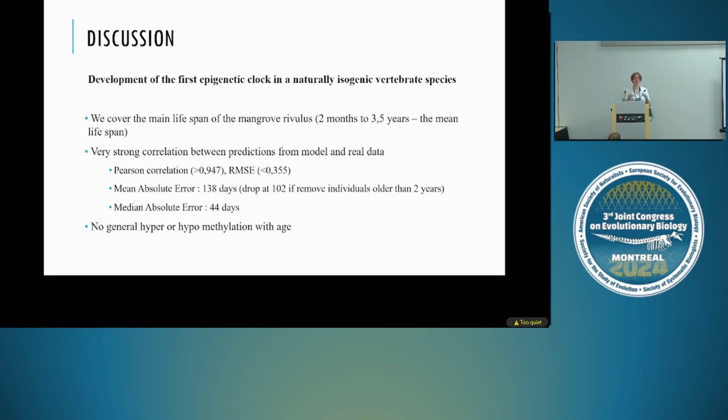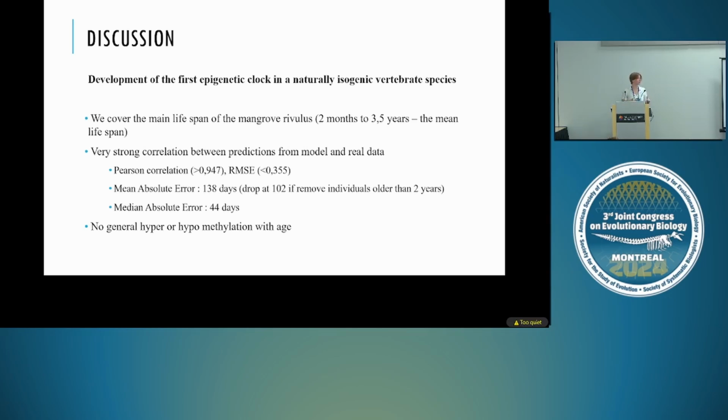I would like to underline the fact that we really cover the main lifespan of the individuals, from 2 months to 3.5 years, whereas in the literature, usually they focus on the really shortest time period. And as we said already, we have a very strong correlation between the prediction from the models and the actual age of the fish, even when we only use a subset of 23 CpG sites. We have very good Pearson correlation and low RMSE value.